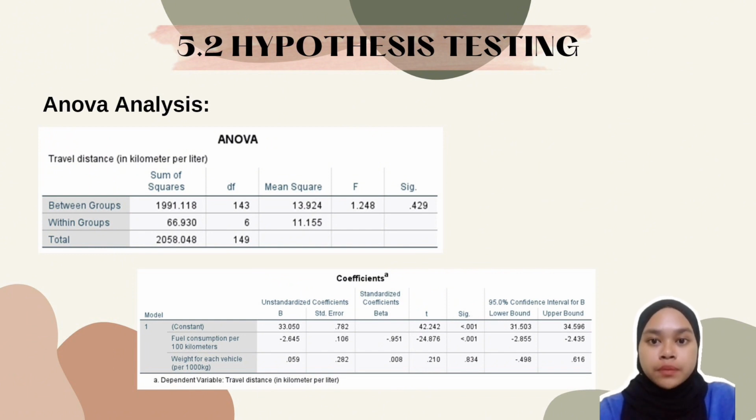Let's move to the lower table, which is coefficients. Based on the unstandardized B in coefficient analysis, the weight is 0.059 and fuel consumption is negative 2.645. For the standardized coefficient beta, the weight is 0.008 while the fuel consumption is negative 0.951. The t-value for weight is 0.210 while the t-value for fuel consumption is negative 24.876.